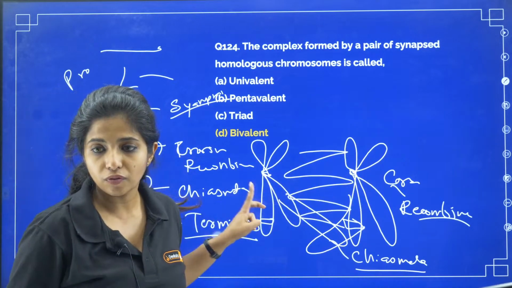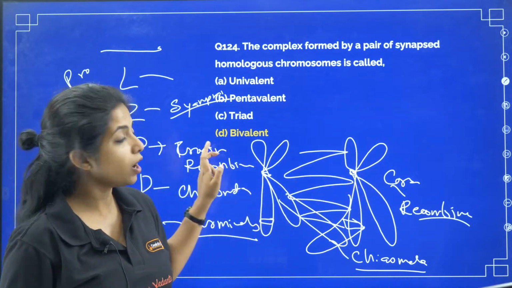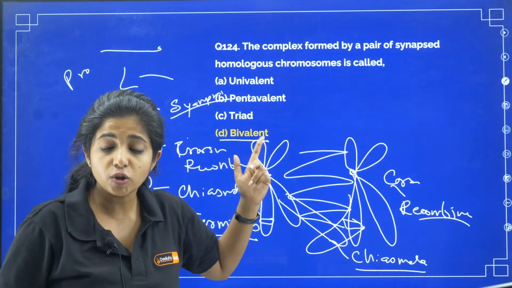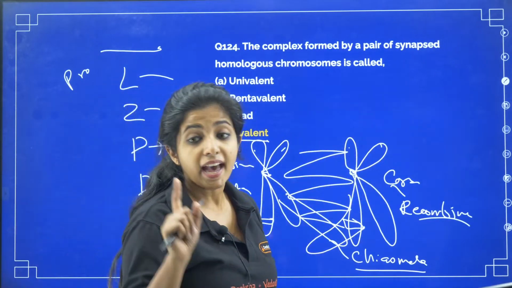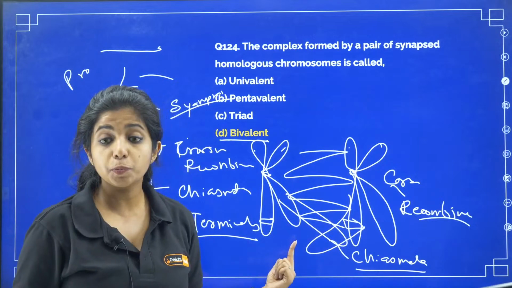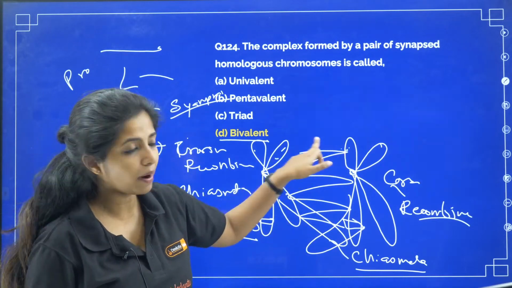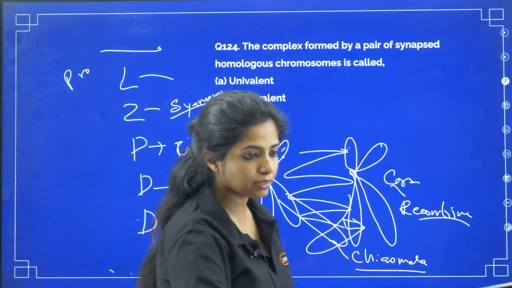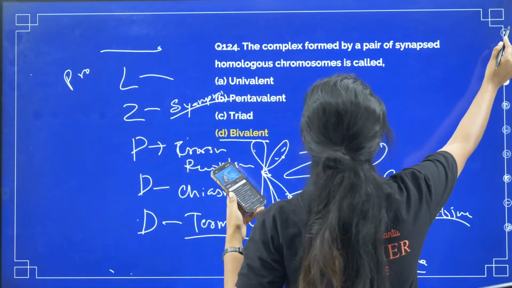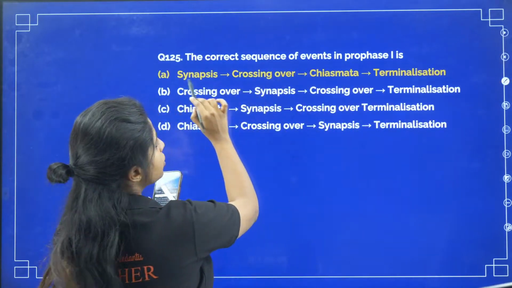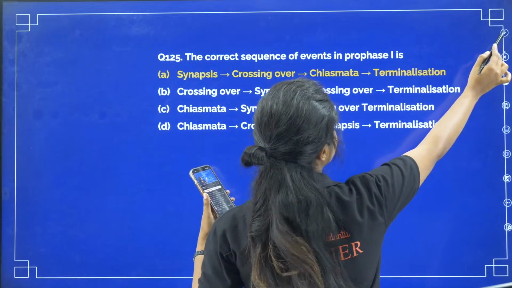Now this condition where you have 2 chromosomes like this, you call this the bivalent condition, or you also call it a tetrad. 1, 2, 3, 4. This is known as a tetrad. Okay, and always remember, recombination happens between non-sister chromatids. This is non-sister chromatid. They both are sister chromatids. Okay, I also told you synapsis, crossing over, chiasmata and terminalization.